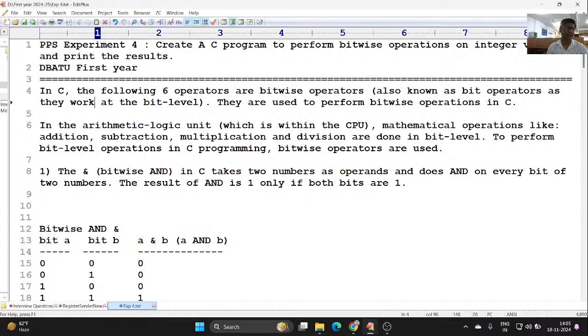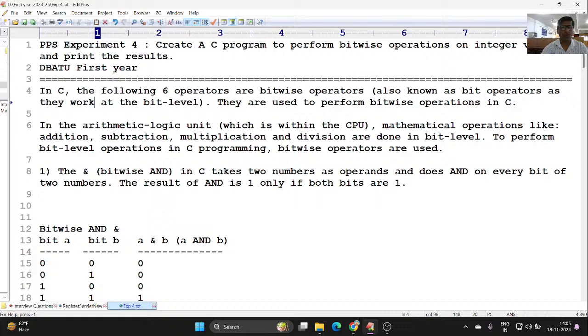As per our knowledge in C programming, we have 6 types of bitwise operators, or you can also call them bit operators, and they work on a bit level, so that's why they are called bitwise operators.